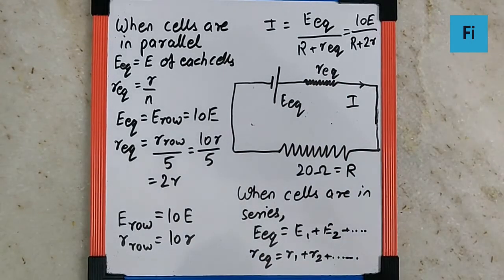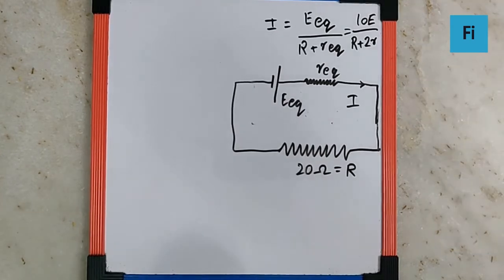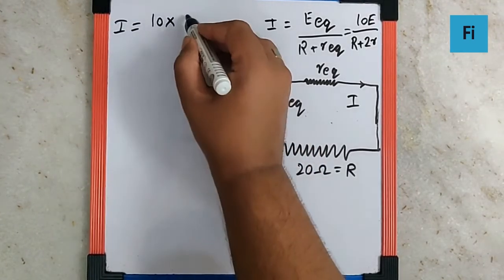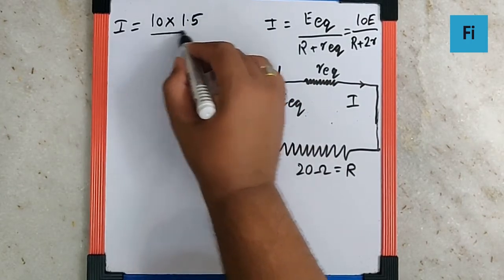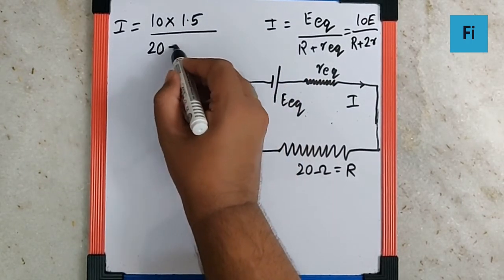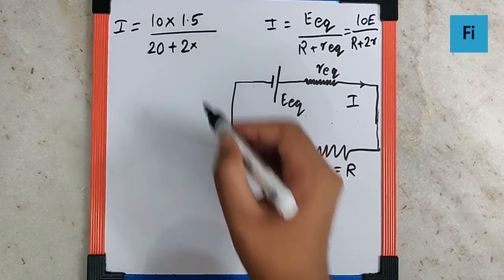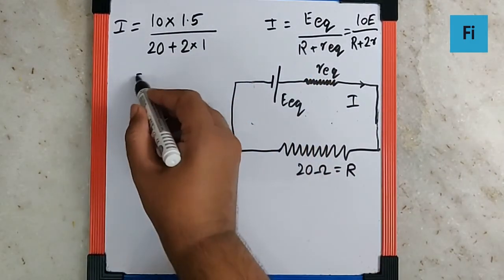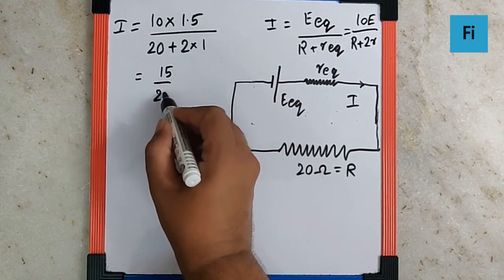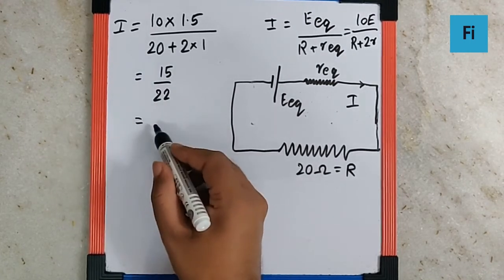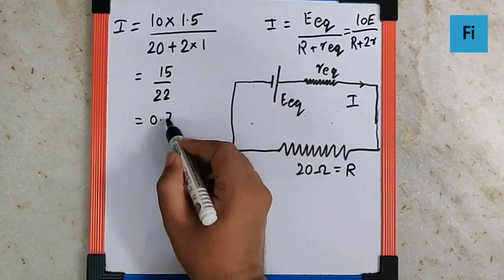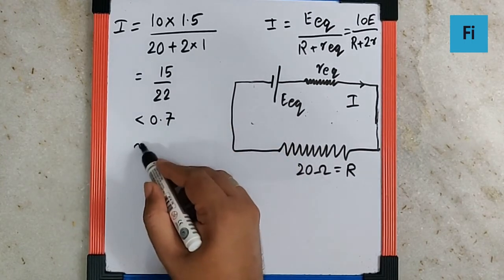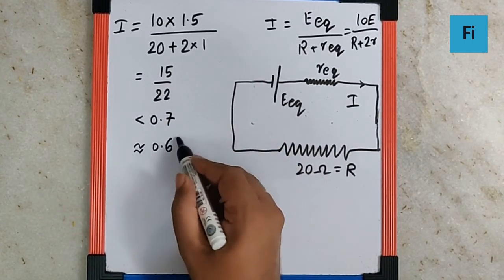Now if we substitute the values, we get I is equal to 10 times E, which is given as 1.5, upon external resistance is 20 ohm, and 2 times the internal resistance, which is 1 ohm. So it will be 15 by 22. Now if we simplify this, it will be somewhere around 0.7, but slightly less than 0.7. So the actual answer will be 0.68 ampere.